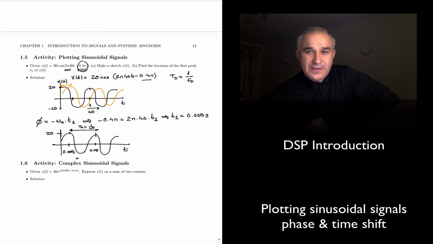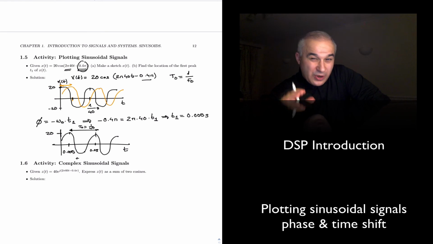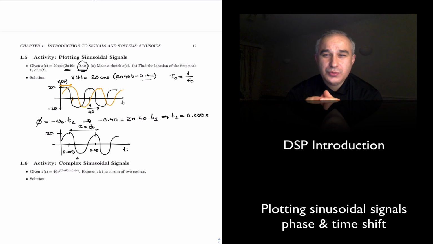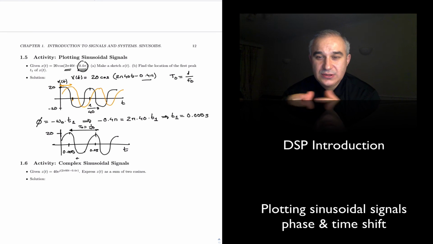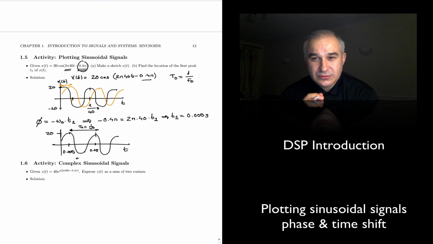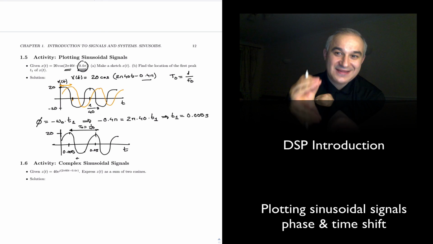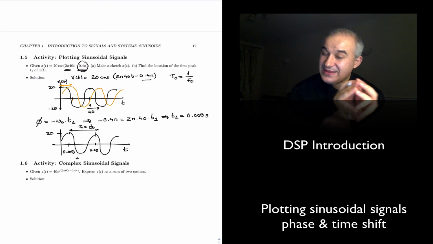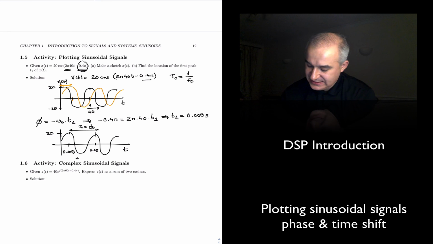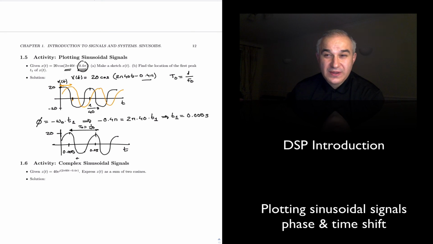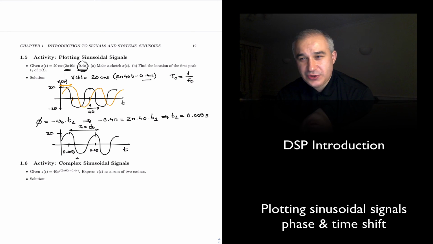Now this is very basic. Recall what we are doing here is just getting used to sinusoids, their manipulation, being able to quickly sketch them. Why? Because they are the fundamental signals, the fundamental building blocks of all other signals. And so you need to be very comfortable with sinusoids and their properties and their manipulation.